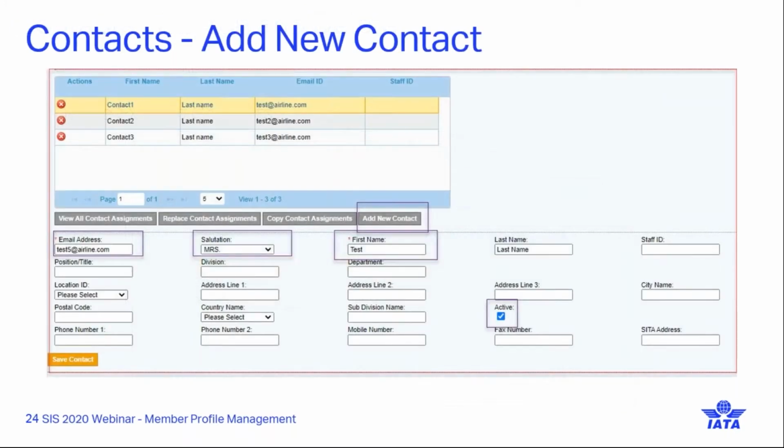Moving forward, we will see how you can add a new contact by choosing the corresponding options of adding a new contact. You have to mandatorily indicate their email address, the first name and last name. You can group them by indicating the staff ID, the location ID, address, and please make sure that the active checkbox is checked so that you can save the contact correctly.